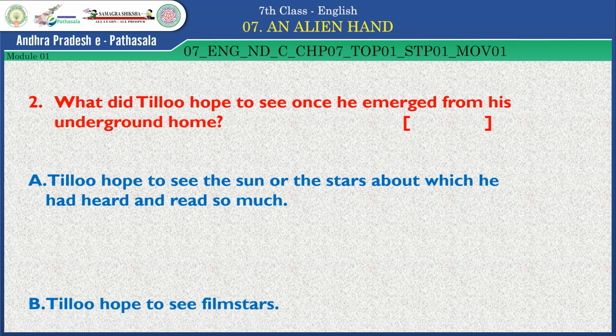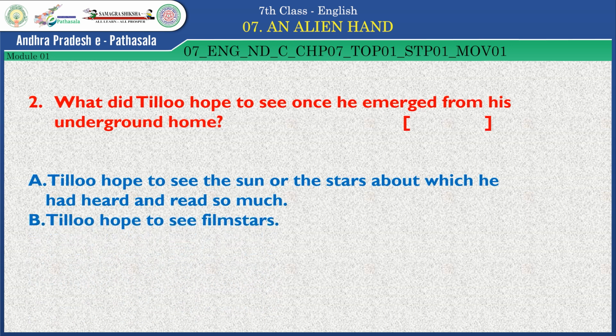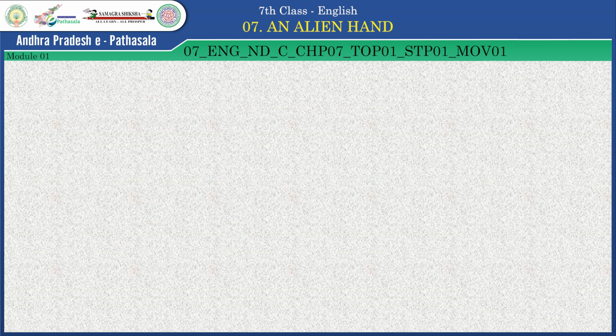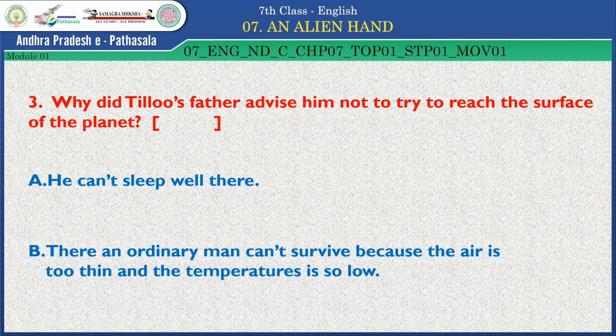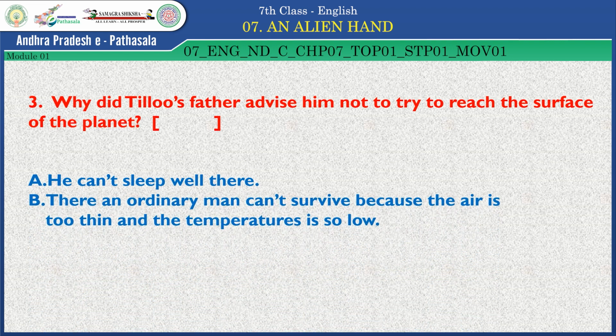Option B. Tilo hoped to see film stars. Option C. Tilo hoped to see scientists. Which one is the correct answer? Yes, you are absolutely right. Answer is option A. Question number 3. Why did Tilo's father advise him not to try to reach the surface of the planet? Option A. He can't sleep well there. Option B. That an ordinary man cannot survive because the air is too thin and the temperature is so low. Option C. He can't look at the sun there.